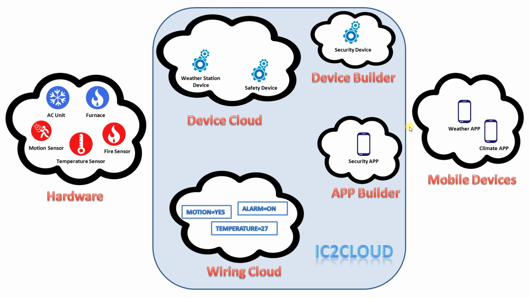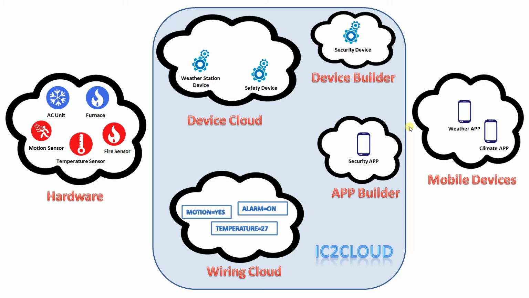Let's do a quick summary of the components. First we have the hardware sending information like temperature, pressure, humidity, and other data. Hardware can also receive information from the platform. Next is the wiring cloud. The wiring cloud is the binding between all the other components of our platform. All the signals exchanged in the platform are handled by this component.